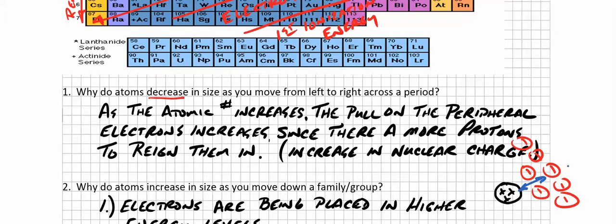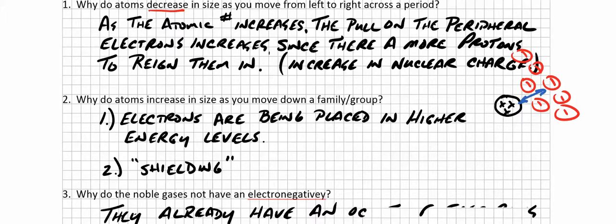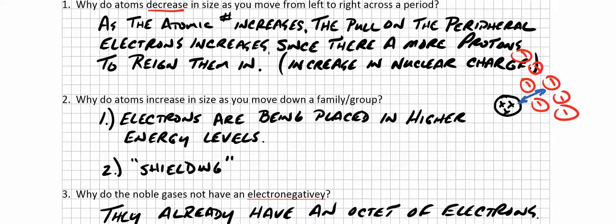Now let's answer another question. Let's take a look at this one. Why do atoms increase in size as you move down a family or group? There are two important answers to this question. The first is that the electrons are being placed into higher energy levels.